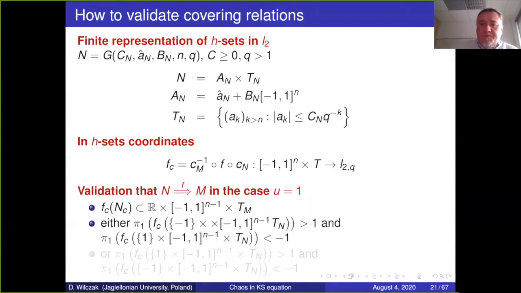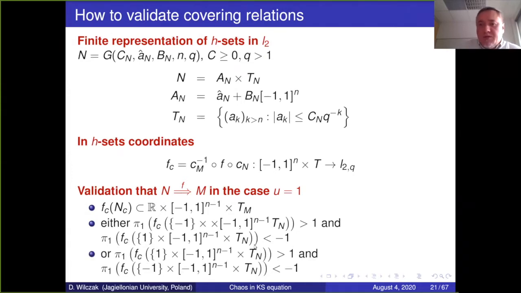The second condition is an either-or. So in the one-dimensional case, sorry, here should be one cross only, the image of -1 times this should be positive, the first coordinate of this, and the second projection should be negative, or vice versa.